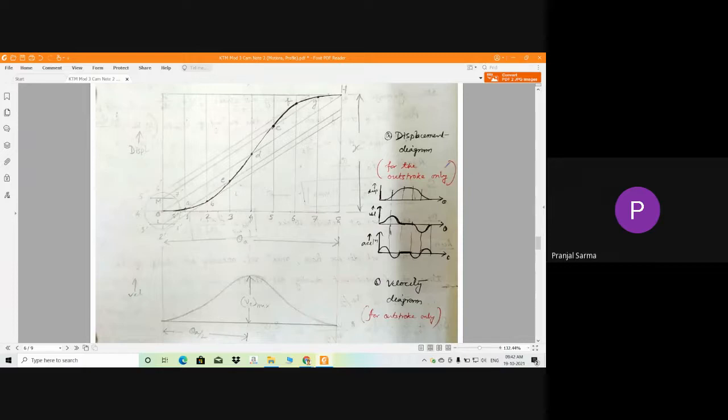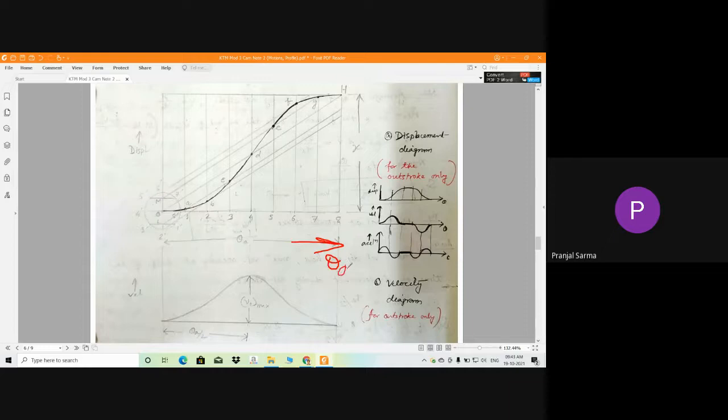No one? For so many days we have been discussing this. If you don't know what is the parameter that we consider along x-axis and along y-axis for drawing displacement diagram, then it will be very difficult. So along x-axis we consider theta. Theta is the cam angular displacement.